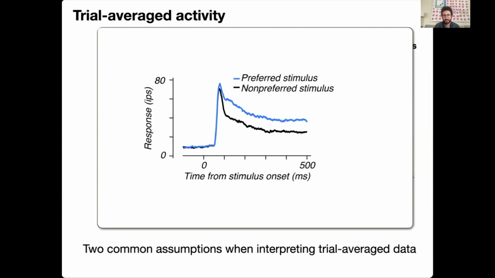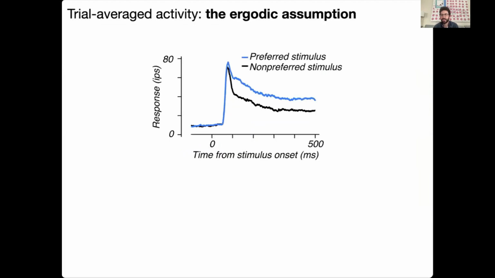The first one is what I'm going to call the ergodic assumption. Let's look at this PSTH, which is from a single neuron, averaged over many trials. When we look at this PSTH, how are we going to generally interpret this? We interpret this as, okay, this neuron has a transient increase in firing rate when the stimulus comes on, and then it slowly decreases over time, for example. And it's a little bit higher when it's the preferred stimulus versus the non-preferred stimulus. But of course, this is only true on average. I just showed you the single trials, which is just spikes and gaps.